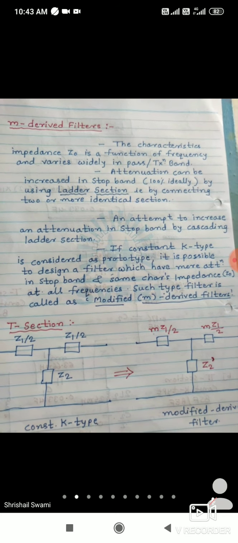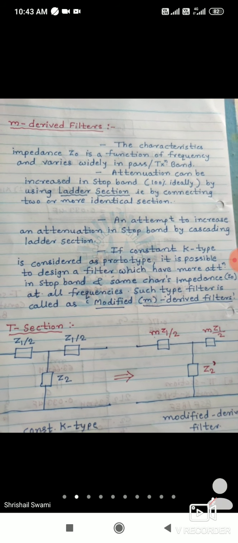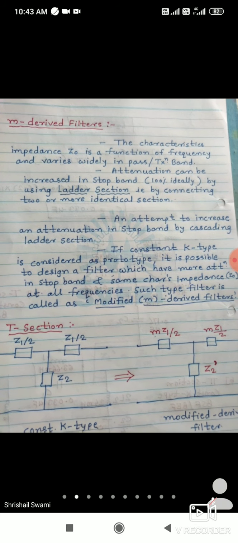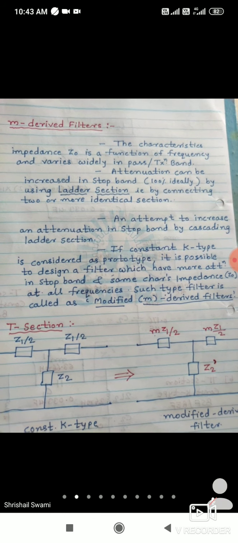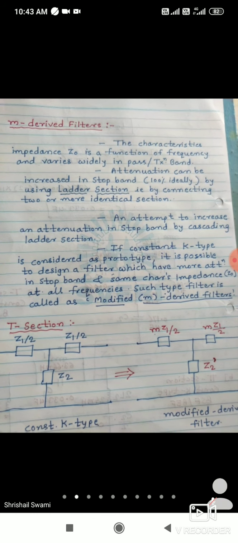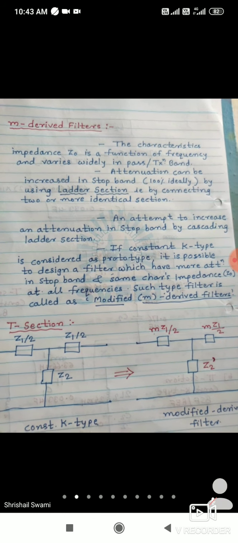So there will not be an M derived band pass filter and M derived band stop filter for your syllabus. Only we have two M derived filters. One is the M derived low pass filter and the second one is the M derived high pass filter.